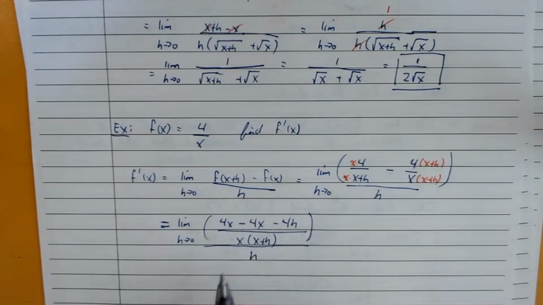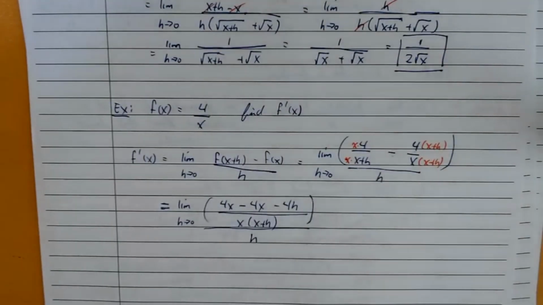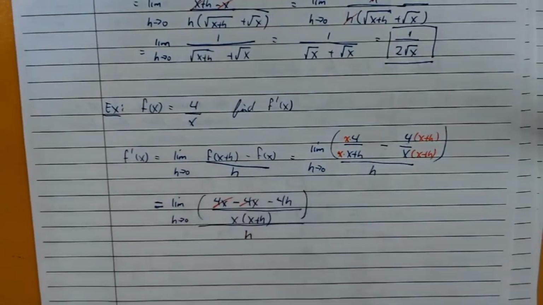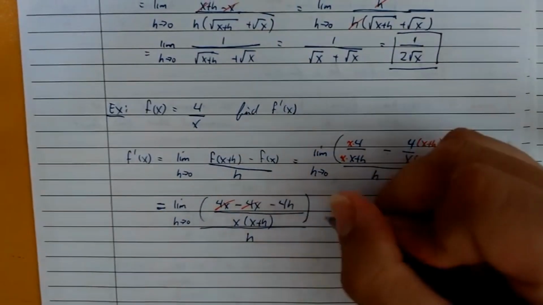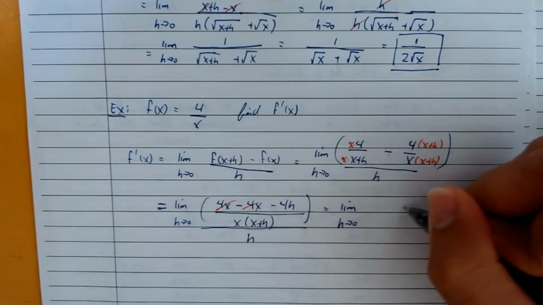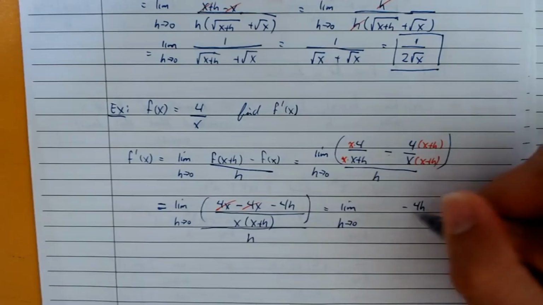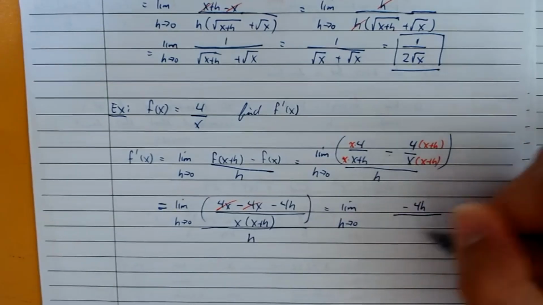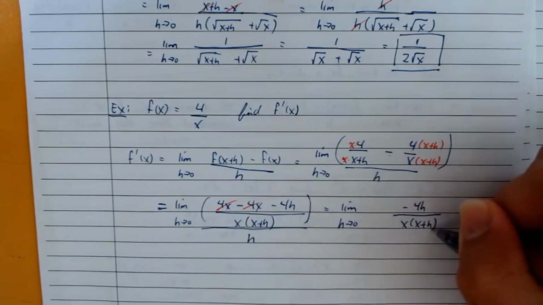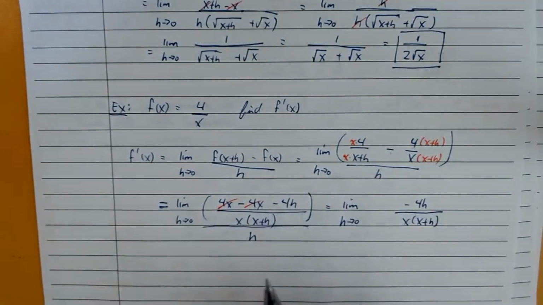Okay, so now some stuff simplifies at least. Notice right here, 4x minus 4x, those two subtract away to give you just 0. And so you're left with the limit as h goes to 0 of negative 4h over x times x plus h, all over h. But notice I'm dividing by h right here.